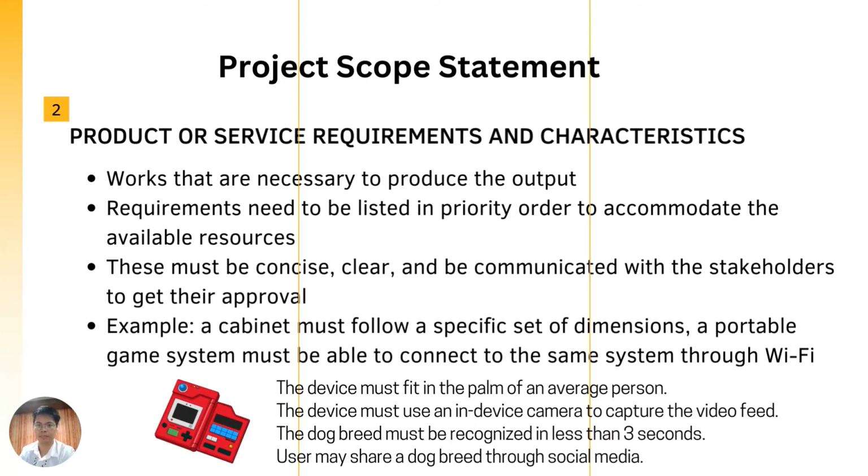In our DoggyDex, we have four product requirements. First, the device must fit in the palm of an average person. Second, the device must use an in-house camera to capture a video feed. Third, the dog breed must be recognized in less than 3 seconds. And fourth, the user must be able to share a discovered dog breed through social media.